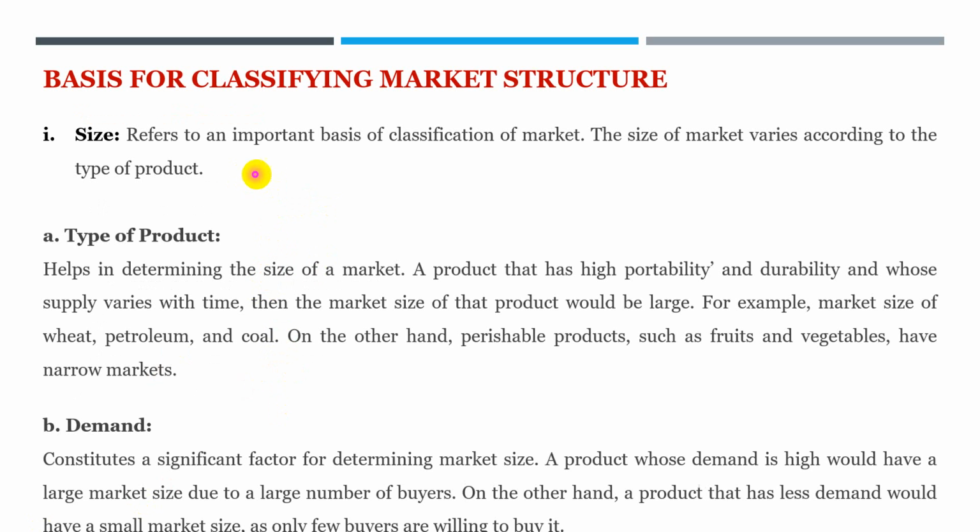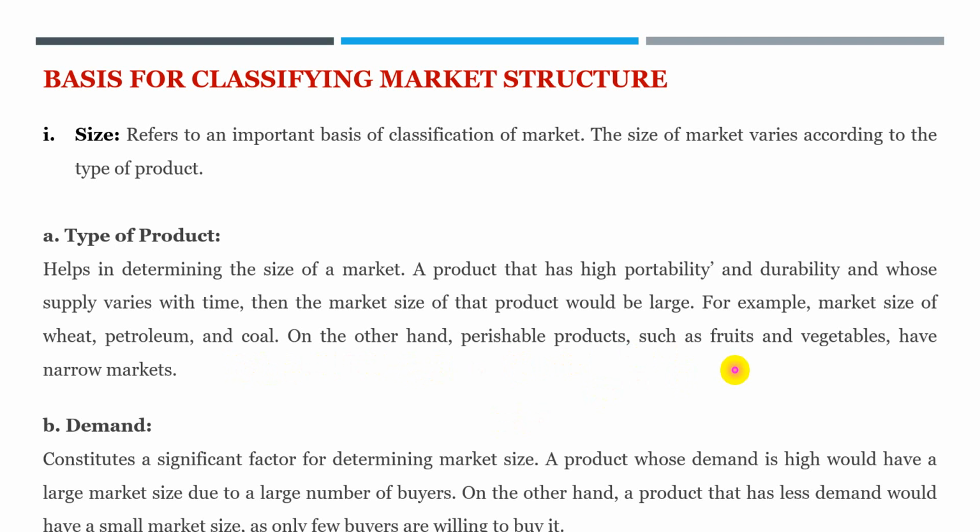Size. Size is an important basis of classification of market. The size of market varies according to the type of product. Type of product helps in determining the size of a market. A product that has high portability and durability and whose supply varies with time would have a large market size. For example, market size of wheat, petroleum, and coal. On the other hand, perishable products such as fruits and vegetables have a narrow or small market.